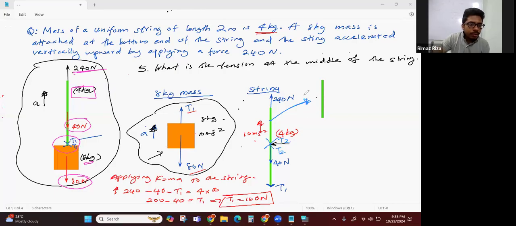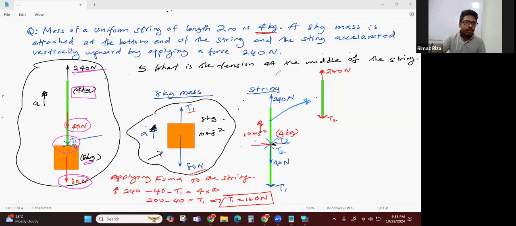Okay, so if I consider this, what are the forces acting vertically upward? 240 Newton will be there. And here at this point, T2 is acting downward. That is the tension acting on the top half of the string by the bottom half of the string. From this point down, this string is there. That string will push the top string, right? So the tension there is T2.